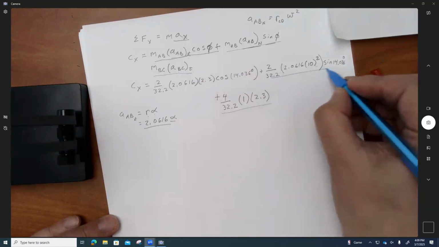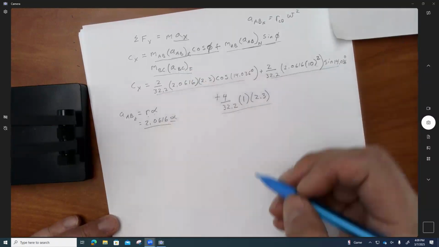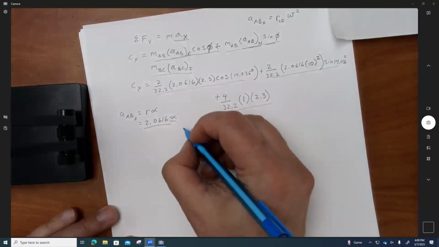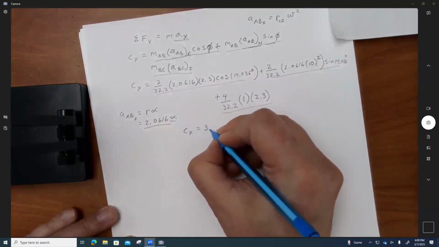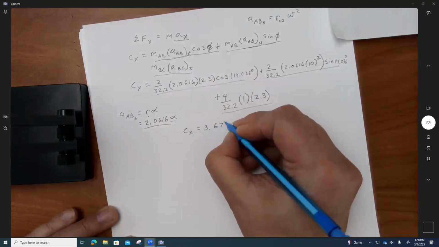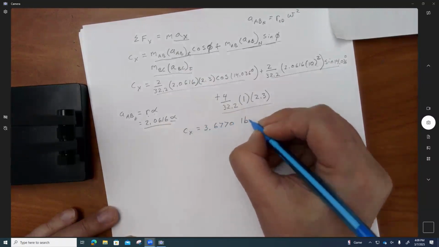So we have no unknowns in this entire equation. We are able to solve for Cx, and Cx is going to be 3.6770 pounds.